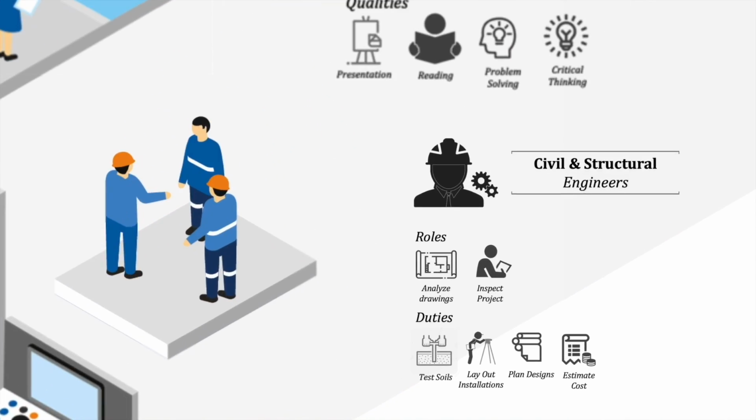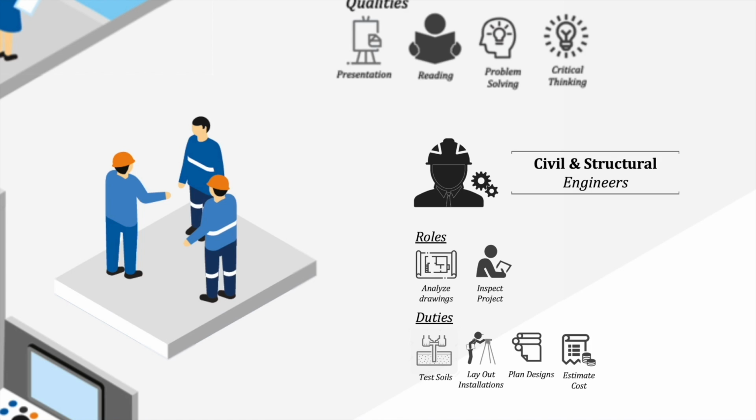For the Civil and Structural Engineer, also known as C&S Engineer, the role is to analyze the drawings of the architect and then come up with the best structural design to integrate into the design. Besides that, he will inspect the project sites to ensure all the structures and beams that are built are accurate to the design.